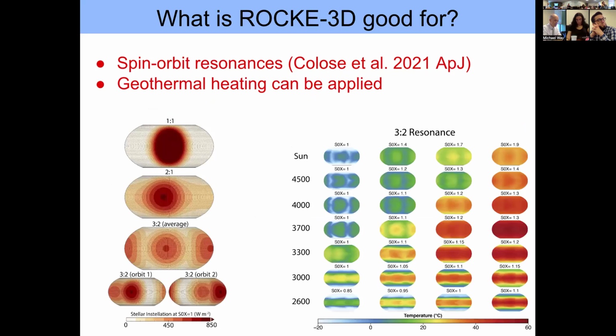And of course, spin-orbit resonances, which can be done with the model in quite interesting ways, and also geothermal heating, which can be applied to the model itself. So if you're interested in different kinds of geothermal heat from the bottom of the atmosphere, that can be done in this model.